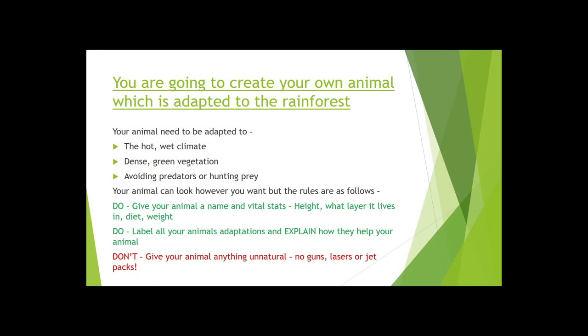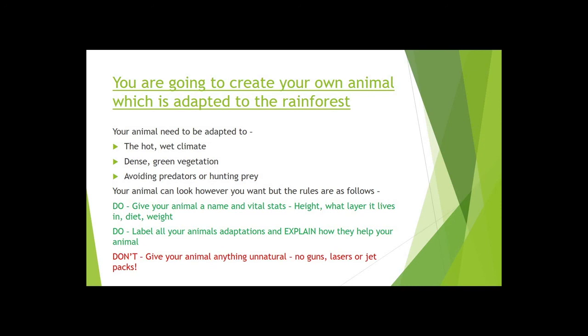So if you were talking about a colour that you've created your animal, if your animal was green, you would need to explain, my animal is green, this helps my animal camouflage in the large, dense green vegetation, which will help it hunt prey, or will help it avoid predators.